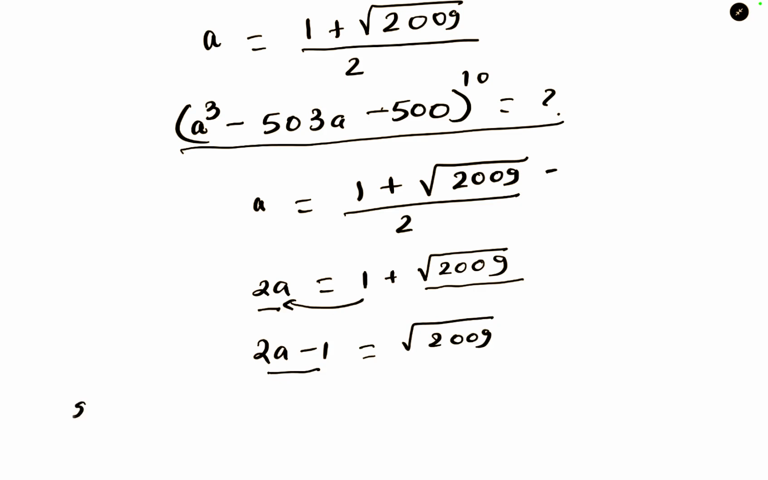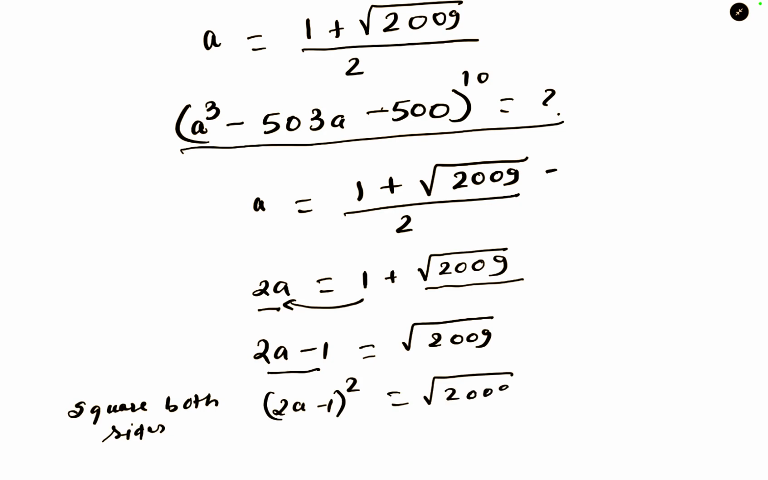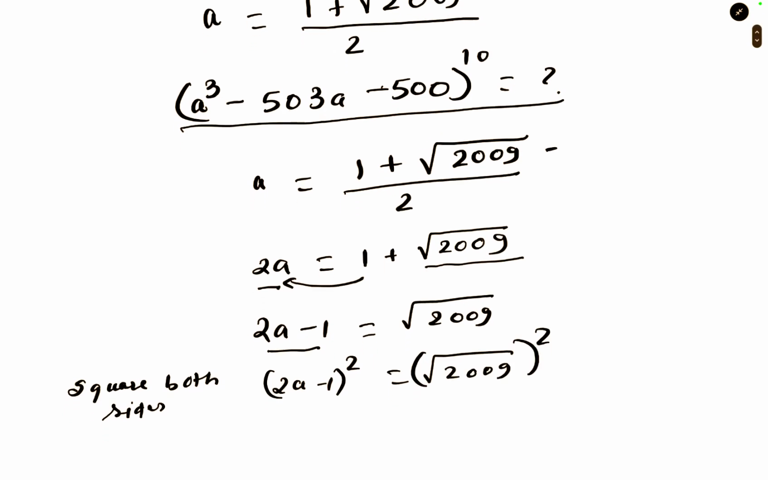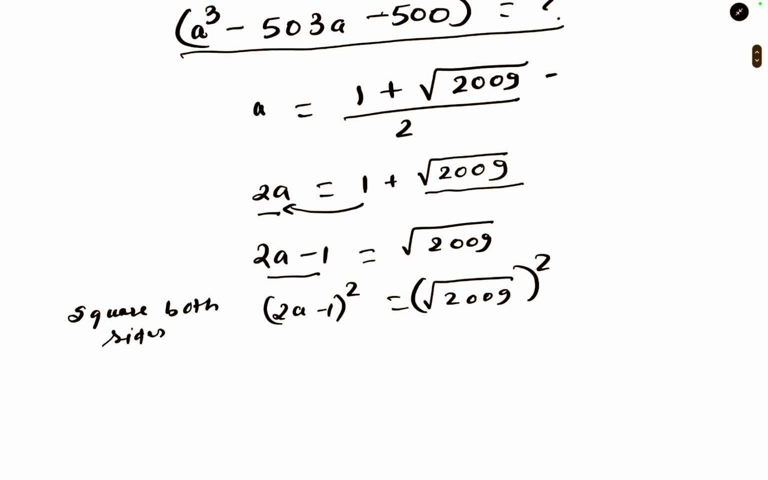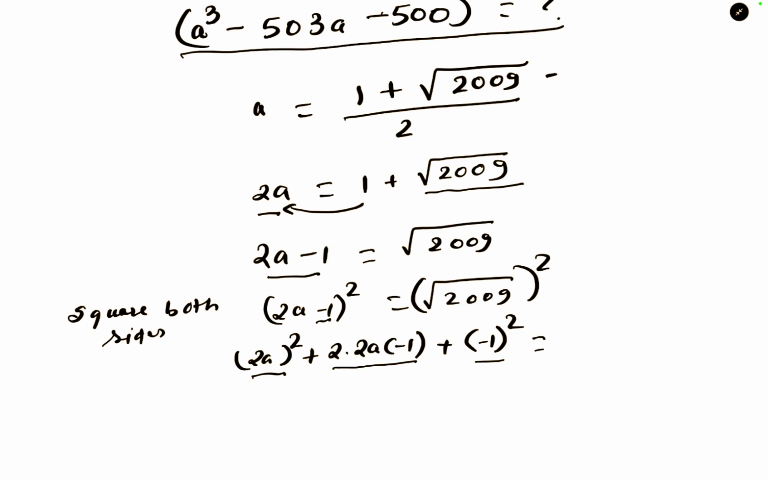Now we will square both the sides. The moment we square both the sides, what we will have is (2a minus 1) whole square equal to (root 2009) whole square. So (2a minus 1) whole square is (2a) whole square plus 2 into 2a into minus 1 plus (minus 1) whole square. I have simply used the formula (a plus b) whole square is a square plus 2ab plus b square. B for me is minus 1. So that way we are getting the equation here.